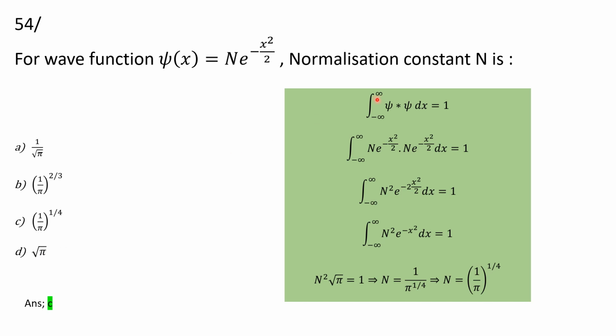So we know how we find the probability, that is, the integration over minus infinity to infinity of psi star psi dx is equal to 1. So by putting the value here and integrating, we can get the N value will be equal to (1 by pi) whole to the power 1 by 4. So here option C is the correct one.